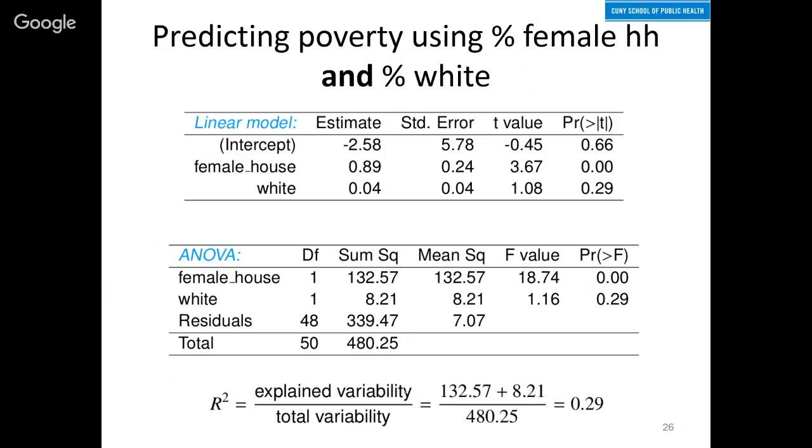So it's easy here. Our explained variability is just the sum of these two, 132 plus 8.21, divided by our total 480, we get an R squared of 0.29. So this is a nice way to calculate R squared for multiple regression. You'll find it's in your regression output, but also you don't have to do it manually, but it is easy to do manually from your ANOVA table.